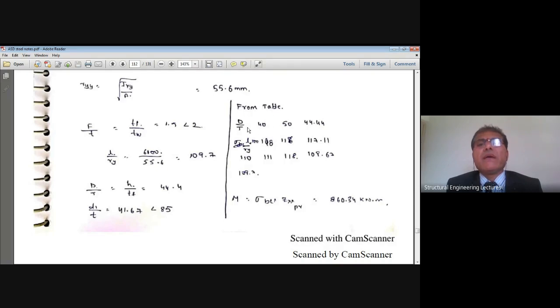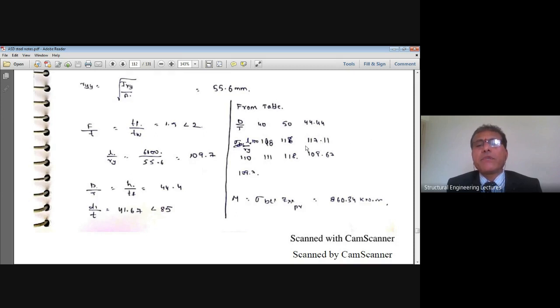For D by T, what is the sigma BC value, and for this L by RY, what is that value? Now I require a D by T of 44.4. Therefore, I'll interpolate. For 40 it is 108. For 50 it is 116. Therefore, for 44.4 it is 108 plus (116 minus 108) divided by this 10 difference, multiplied by this difference, which is 4.44. It now works out to 117.11 MPa.